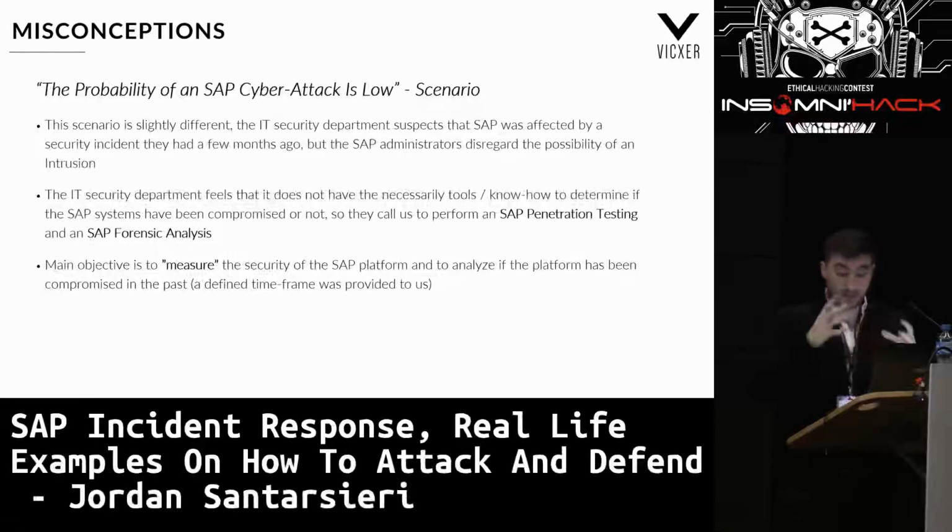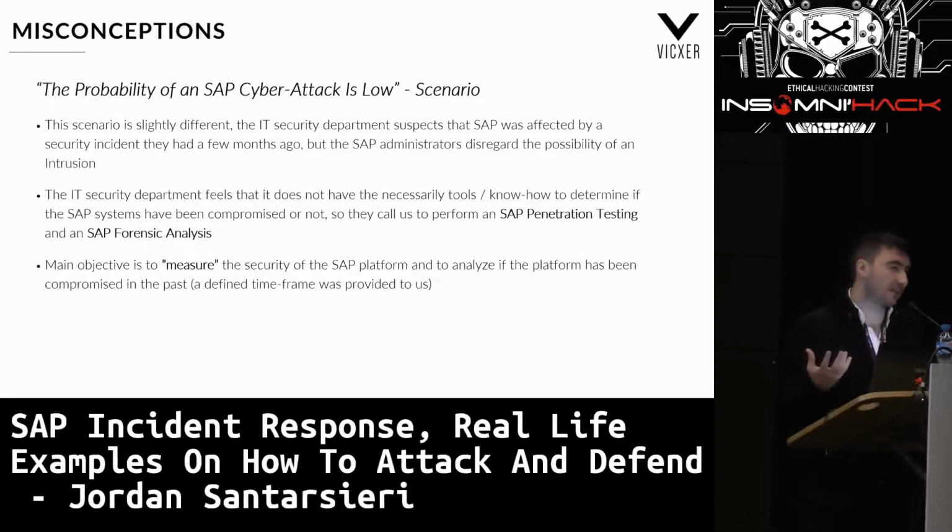There is a problem with this, and let me describe the scenario first. The IT security department, they suspected that they had been compromised. They actually had a compromise a few months ago, and they suspected that the SAPs were actually affected. Perfect. They take this conversation to the SAP basis, the SAP administration and the security team, and the basis completely disregard this claim. No, the SAP systems were clean, no one actually attacked us. The IT security department actually felt that they didn't have the knowledge nor the tools to prove or discredit this claim. They didn't have the right knowledge.